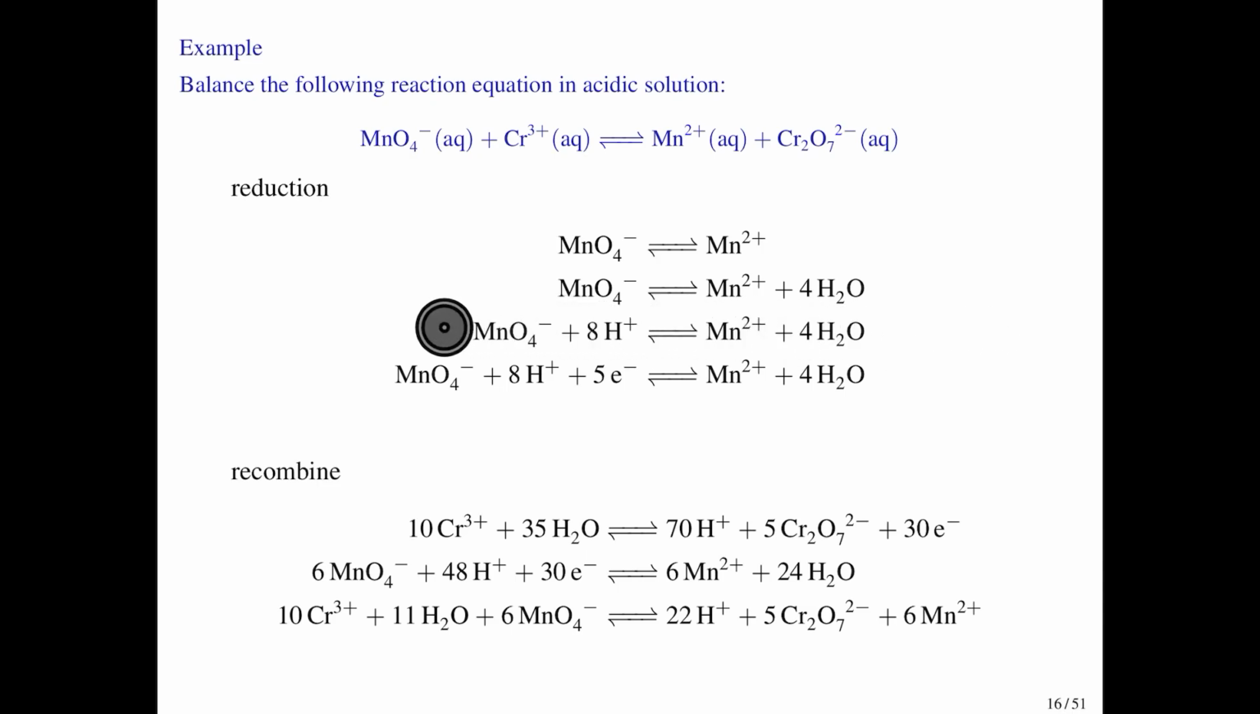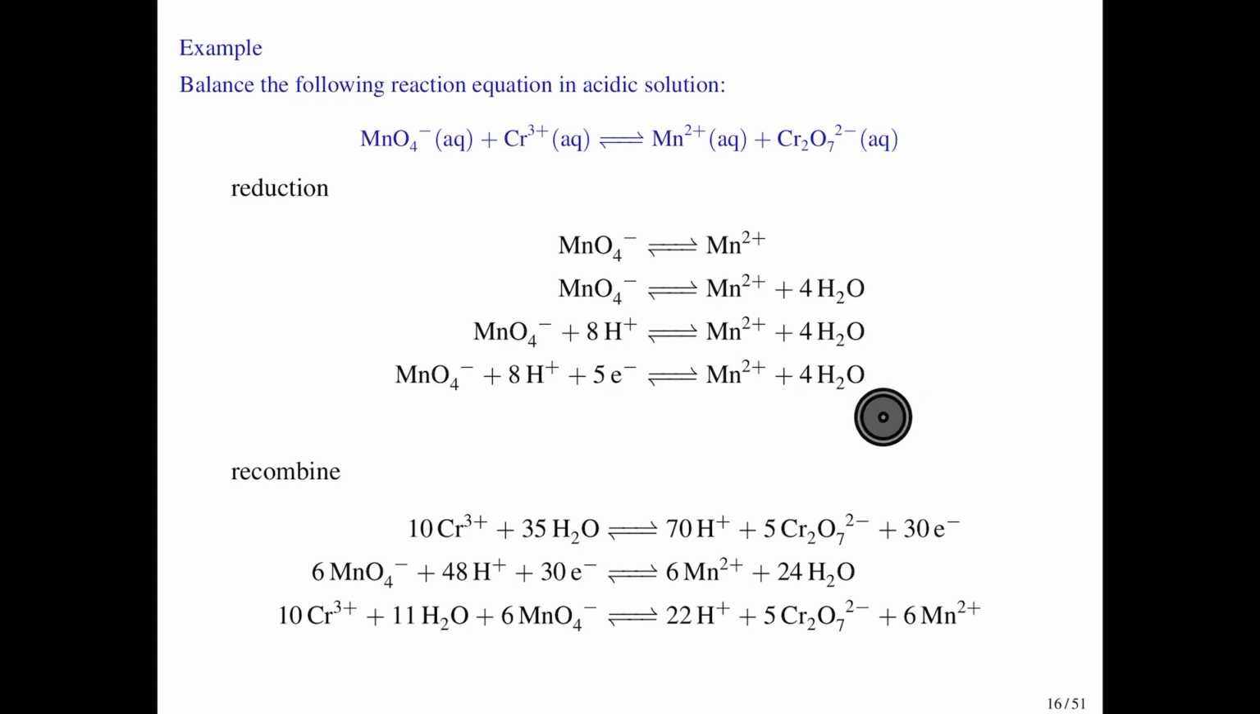Now all of the atom types are balanced, but we want to balance the charge next. You do that by adding electrons. We see that we've got a plus 2 charge on the right, and this would be a plus 7 charge on the left. So what we need to do is add 5 electrons to the left to bring the total charge down to plus 2 on the left. And so that's what we have here. So this is the balanced reduction reaction under acidic conditions.